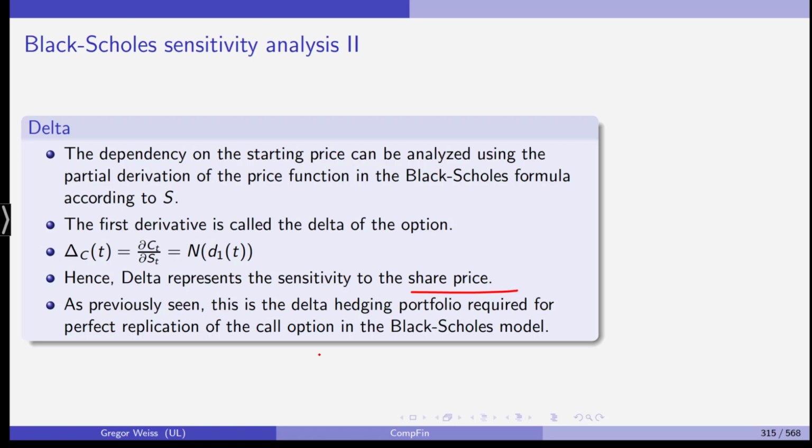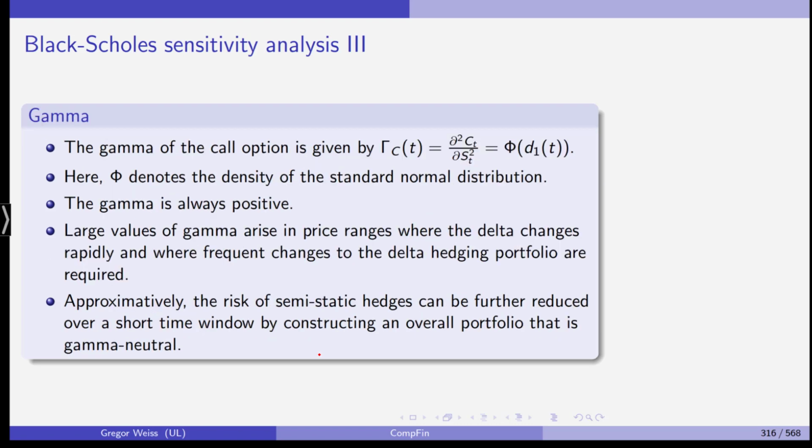Then we have the option gamma. The option gamma is always positive. It's the second partial derivative of the call price with respect to the underlying stock price. Large values of gamma arise in price ranges where the delta changes rapidly and where frequent changes to the delta hedging portfolio are required. And approximately, the risk of a semi-static hedge can be further reduced over a short time window by constructing an overall portfolio that is gamma neutral. So it's relevant for the necessity to rehedge.